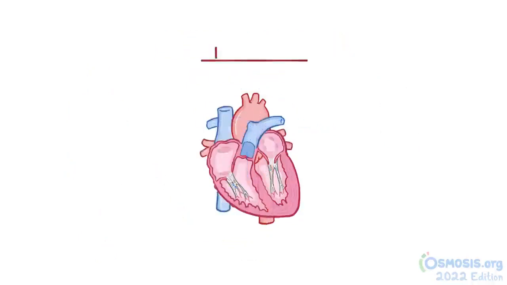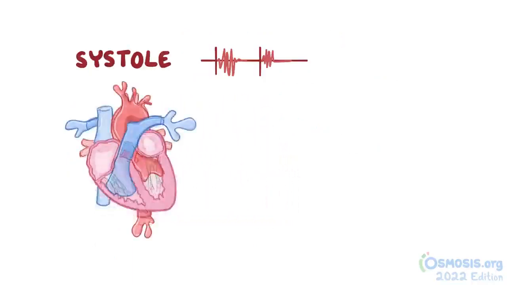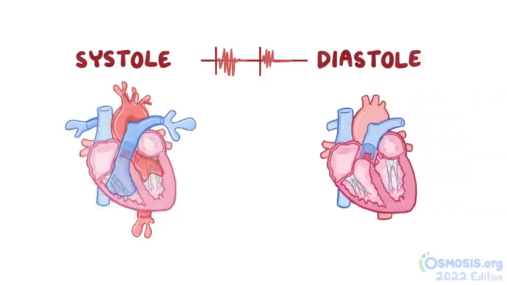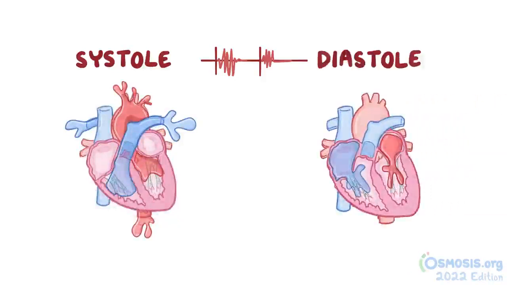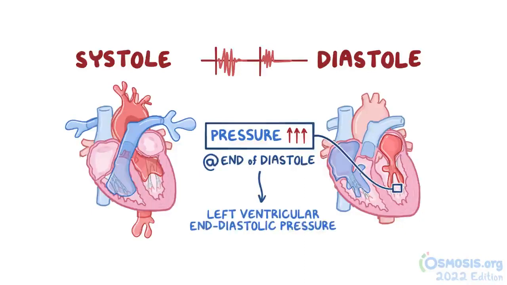Alright, now each heartbeat consists of 2 phases. Systole, which is when the heart contracts and pumps the blood out of the ventricles, and diastole, which is when the heart relaxes and ventricles fill with blood. And as the left ventricle fills with blood during diastole, the pressure within it rises. The pressure at the end of diastole is called the left ventricular end diastolic pressure, which is a key determinant of cardiac preload.